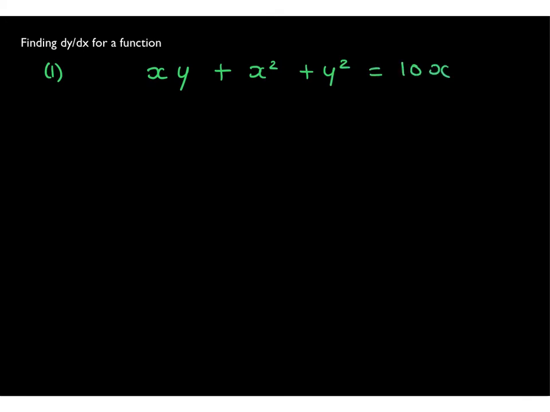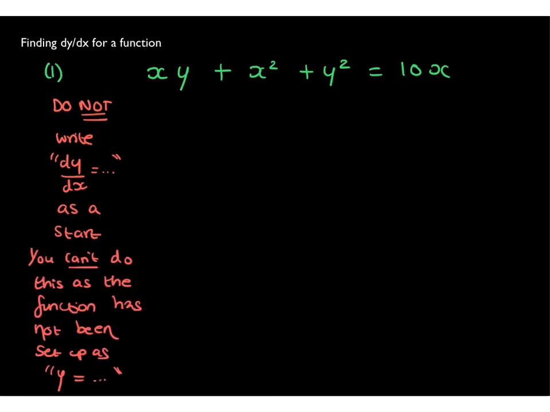Now, the key point that I want to make here to start off with is you must not start by writing dy by dx equals ... as a start. You can't do that because the function has not been expressed in the format y equals. All you can do is differentiate each part from left to right. So we're going to take each component here and differentiate it.